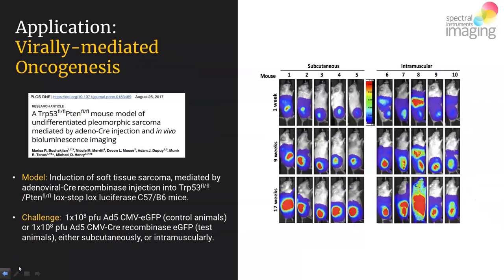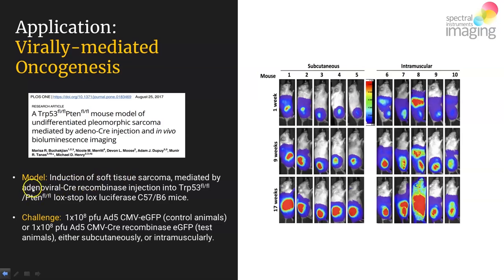The final application study to be presented here today is an example of virally mediated oncogenesis, where the investigators use a luciferase optical reporter to monitor the extent of the tumor progression in their mouse model system. So what exactly did the investigators do here? Well, they wanted to induce the formation of a soft tissue sarcoma, and they used a lysogenic viral particle construct to do this.